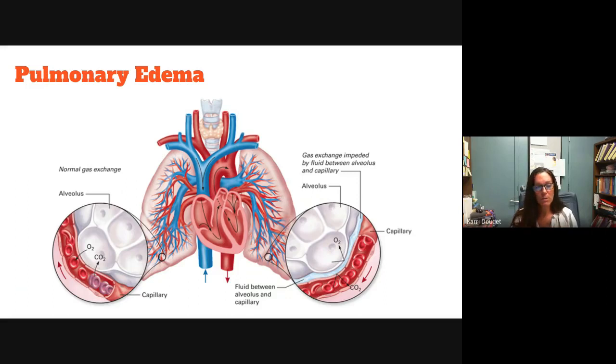But if you look at the difference in the two circles, the one on the right side of the page, you can see where oxygen and carbon dioxide, the capillary bed sits right up against that alveoli, and remember it's 1 cell thick. But if you look at the other circle, you can see where the fluid actually is in between that, and it's not going to allow the gas exchange to happen.